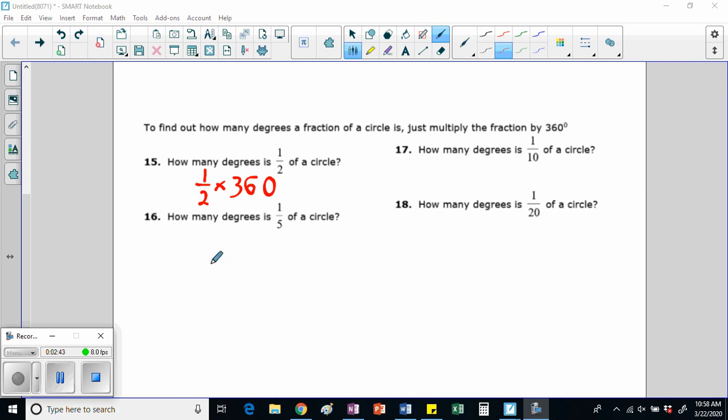I apologize about my handwriting. I'm writing with the mouse pad. And then this will turn out to be 180 degrees. You do the same things with problems 16, 17, and 18. Just multiply the fraction by the full circle. You should be able to finish page 21.